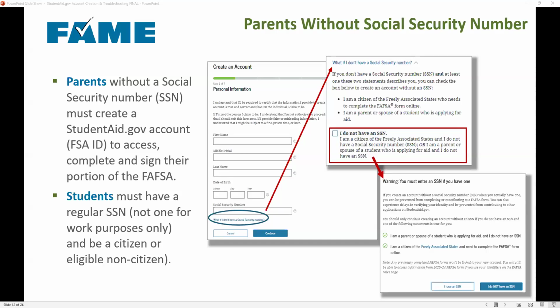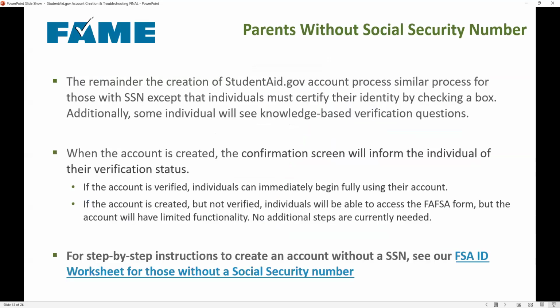Next page. So parents without a social security number, we know that they will go to StudentAid.gov to create their account. This looks similar to those with a social security number, except for parents, they would have to identify themselves first. So the identity has to be verified. They would have to check a box to identify. So they'll be asked knowledge-based questions. Sometimes it could be 1 question or 4 questions. That just depends on the system.